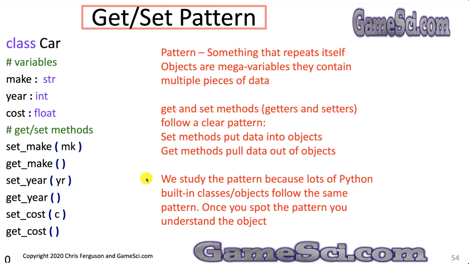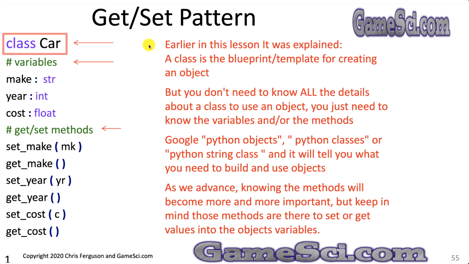We study the pattern because lots of Python built-in classes and objects follow the same pattern. Certain methods will allow you to insert data into Python objects, and certain methods will allow you to extract data from Python objects. Once you spot the pattern, you understand the object. Earlier in this lesson, it was explained. A class is the blueprint or template for creating an object. Let's create a class car here. But you don't need to know all the details about a class to use its object.